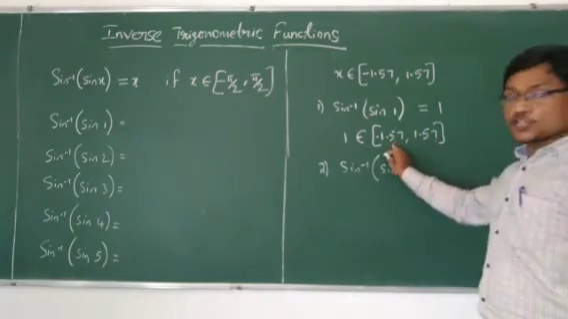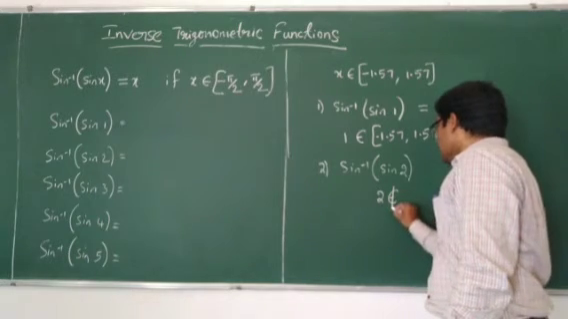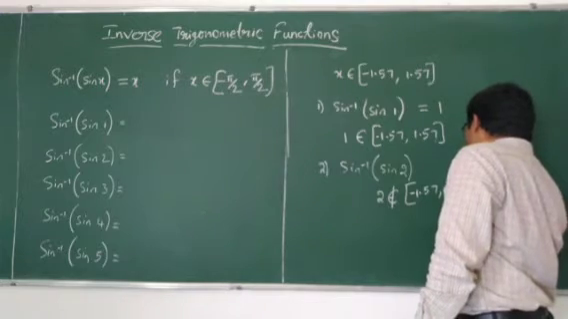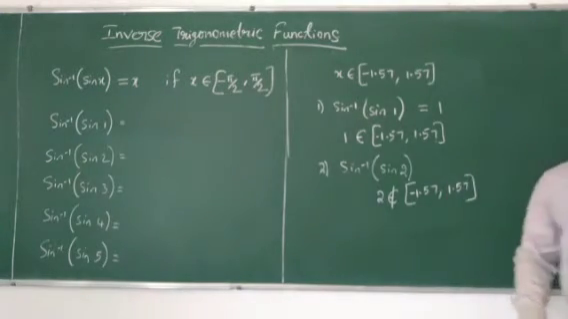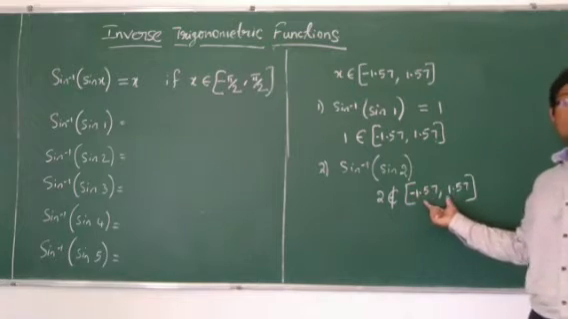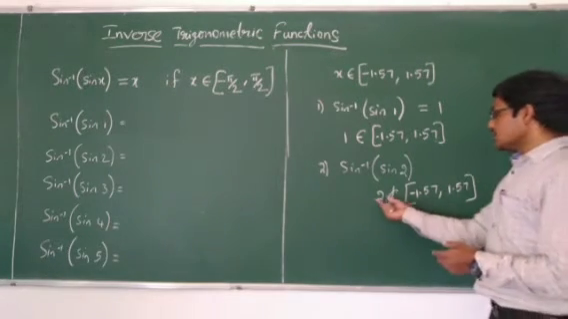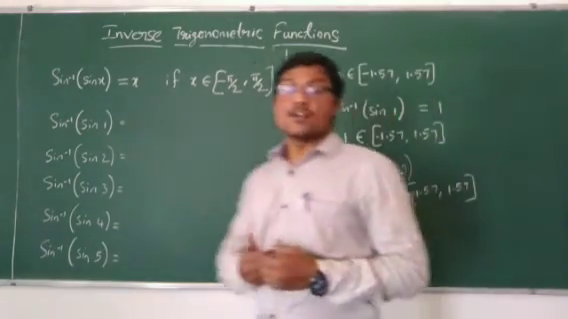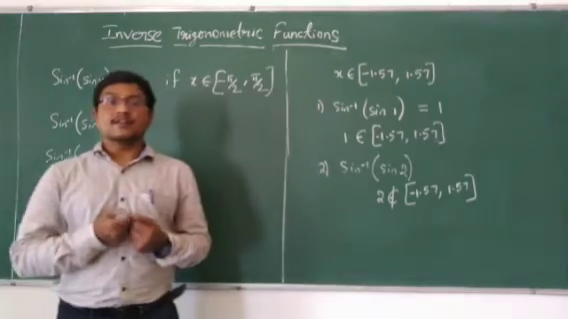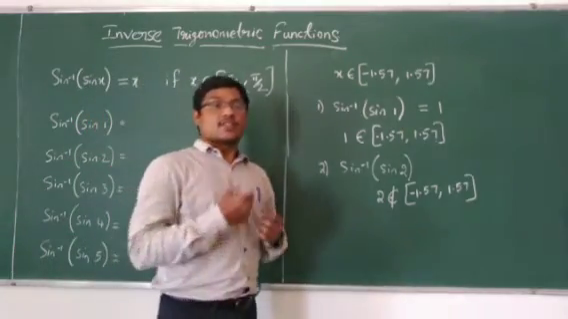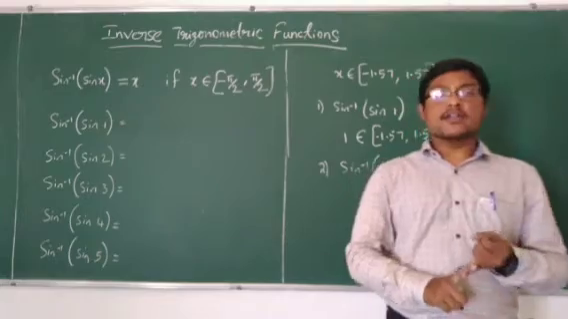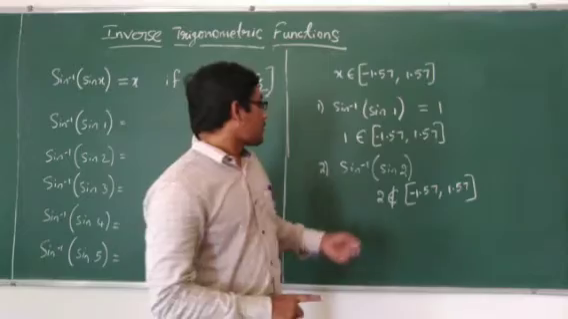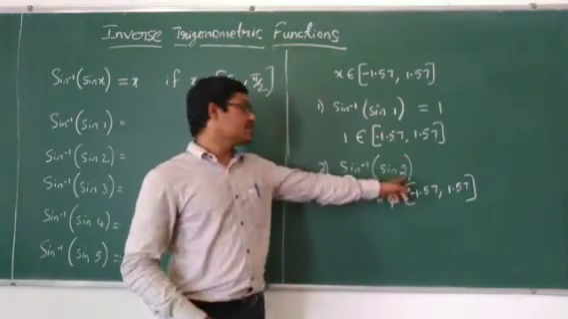Now 2 does not belong to this interval. 2 does not belong to minus 1.57 to 1.57. When the value does not belong to the interval, we have to bring this value into this interval. To bring this into that interval, we have to add or subtract integral multiples of pi. That is, we have to add or subtract pi, or add or subtract 2 pi. We need to add or subtract 3 pi based on the value that is given here.